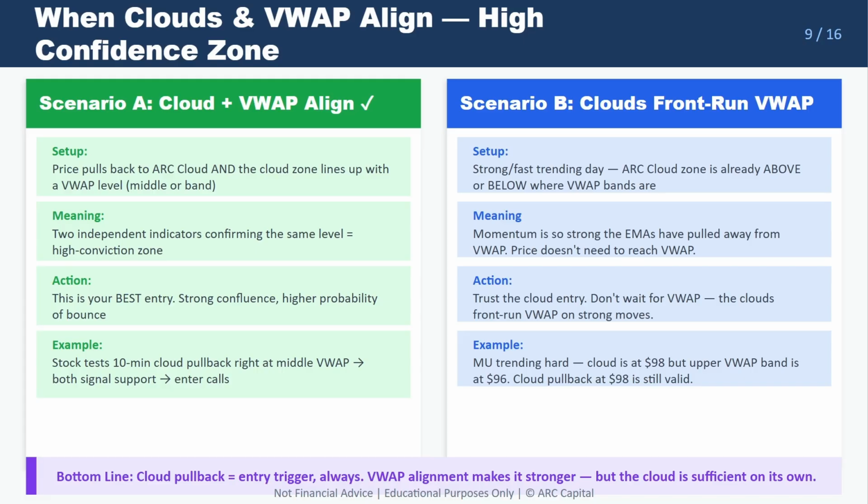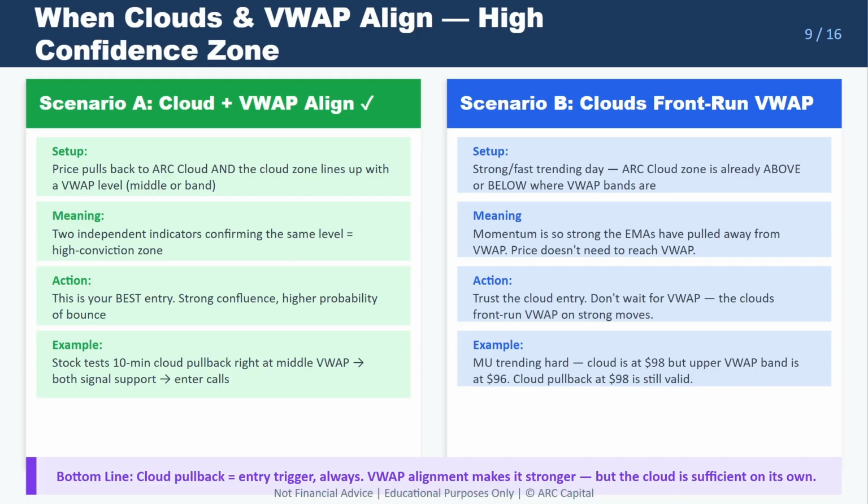So scenario A, let's say the clouds and the VWAP are aligned. The setup is price pulls back to the ARC cloud and the cloud zone lines up with the VWAP level, middle or band. And I'll be showing you guys this with the first example that I give after this class. Action: this is your best entry, strong confluence, higher probability of a bounce. Example: let's say stock tests the 10-minute cloud, pulls back right at the middle VWAP, and this signals both support, right? So enter calls.